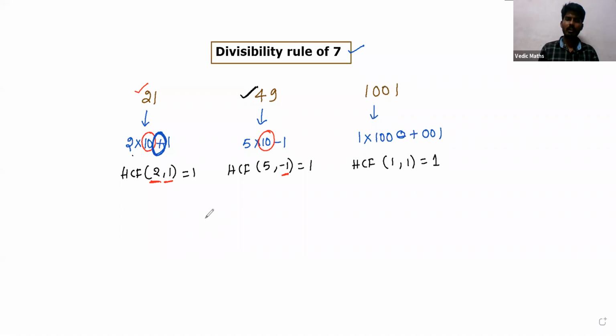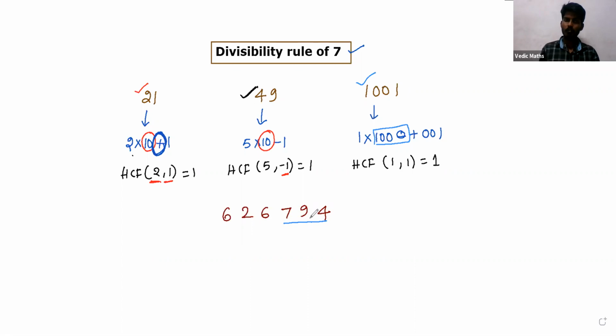For suppose 626794. This is a large number. We have to check whether it is divisible by 7 or not. So then I am working on 1001. That means here you can see we have the 3 zeros. That means from the unit place digit, we have to group the 3 digits as one group and the remaining digits will be another group. We have to go like that.